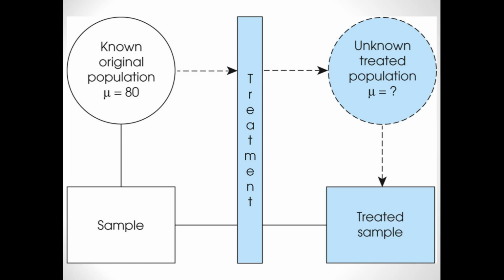So we can once more illustrate the unknown original population of mean 80 and our sample, and after administration of the treatment we also have the mean of the population that we will use to determine whether or not we can accept that the treatment has an effect on our sample population.